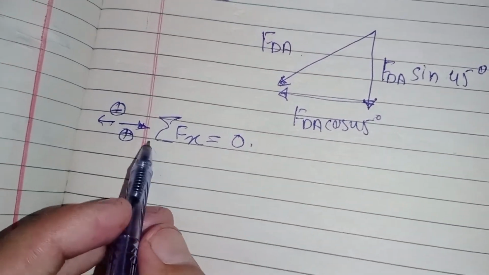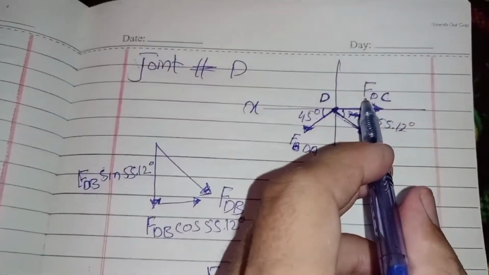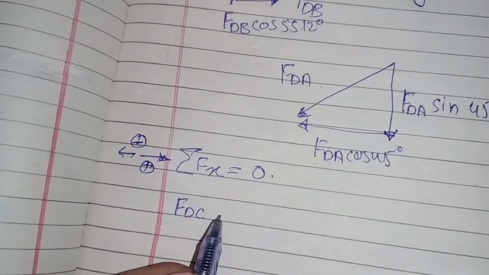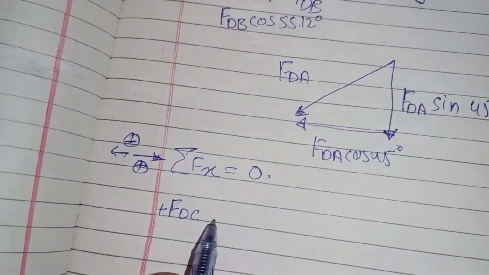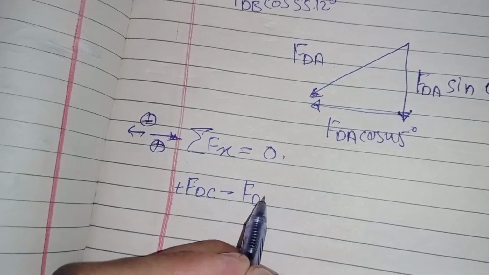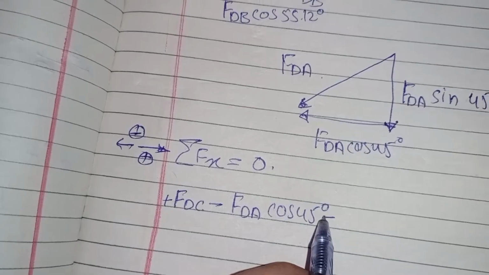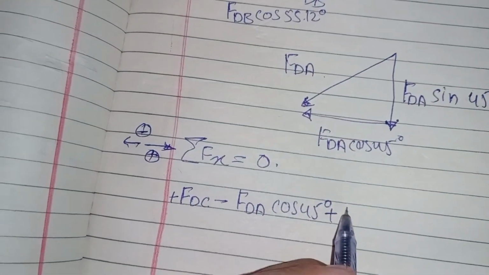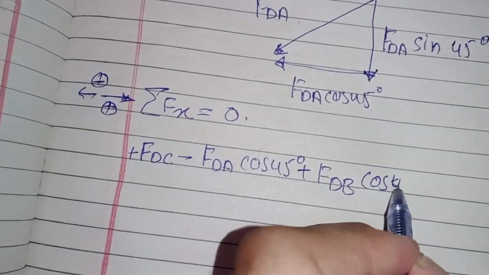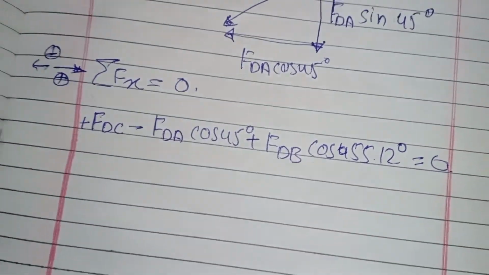So I want to take all the horizontal forces. FDC is a horizontal force, positive FDC, and this is also a horizontal force, negative FDA cos 45, and this is positive FDB cos 55.12 degree, equal to 0.